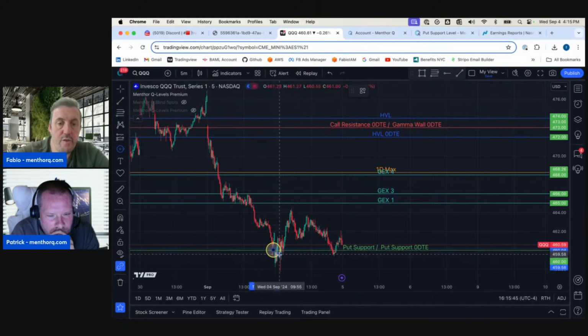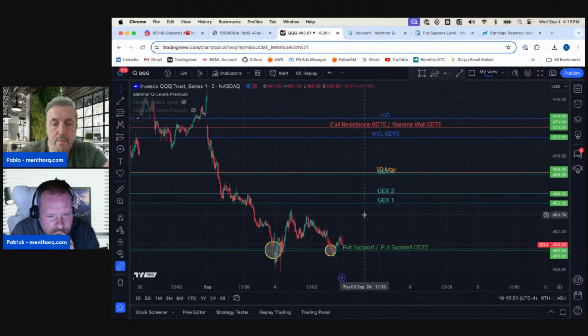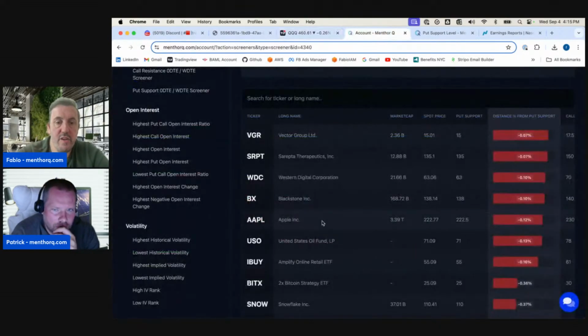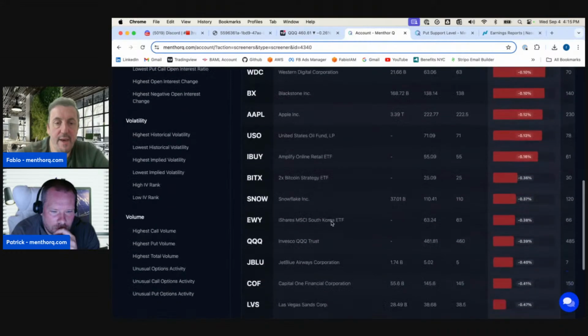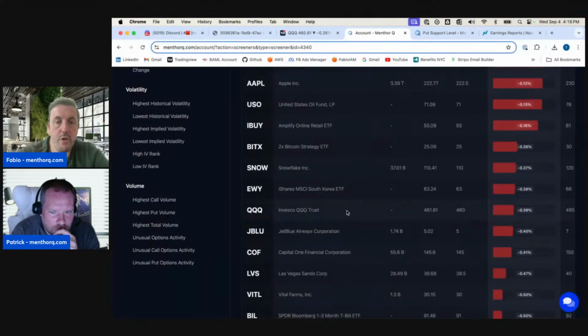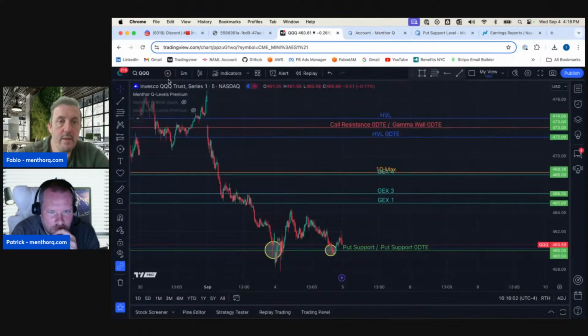So big reaction zone around here. We had the retest of the put support around here. So clearly, very important level, very important reaction zone. Again, this was available to you as of last night directly here. So you see QQQ. Let's see what Apple did.